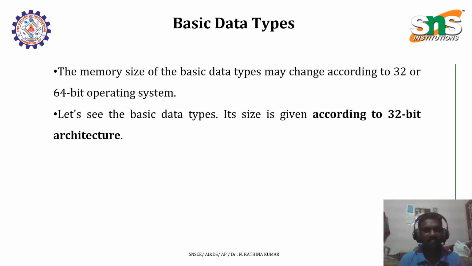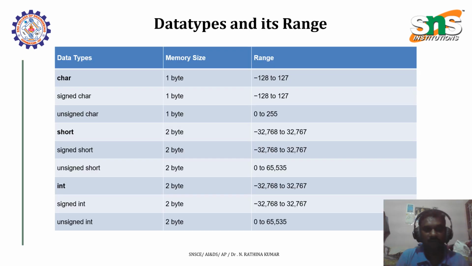Let us start with the basic data types. The memory size of basic data types may change according to a 32 or 64-bit operating system. In this slide, we are displaying the data size and its corresponding ranges. For example, first we see the integer. The memory size is 2 bytes. The range is also given in the next column.